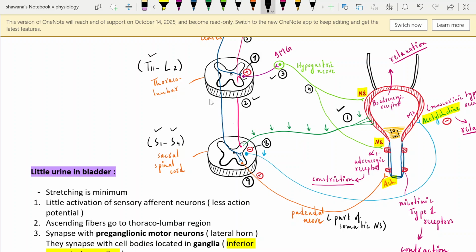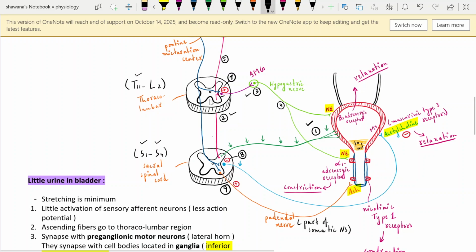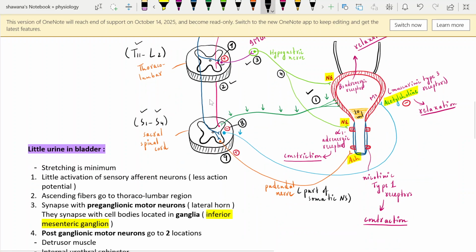And this inferior mesenteric ganglion is located in the thoracolumbar region, and it is a sympathetic ganglion. It's not parasympathetic. It's of great importance that it's a sympathetic ganglion. The fourth thing is that the fibers from the inferior mesenteric ganglion go via the hypogastric nerve, and these fibers are postganglionic motor neurons. It means that these motor neurons will synapse with muscles, right? Because motor fibers have the function to contract or relax specific kinds of muscles, right?